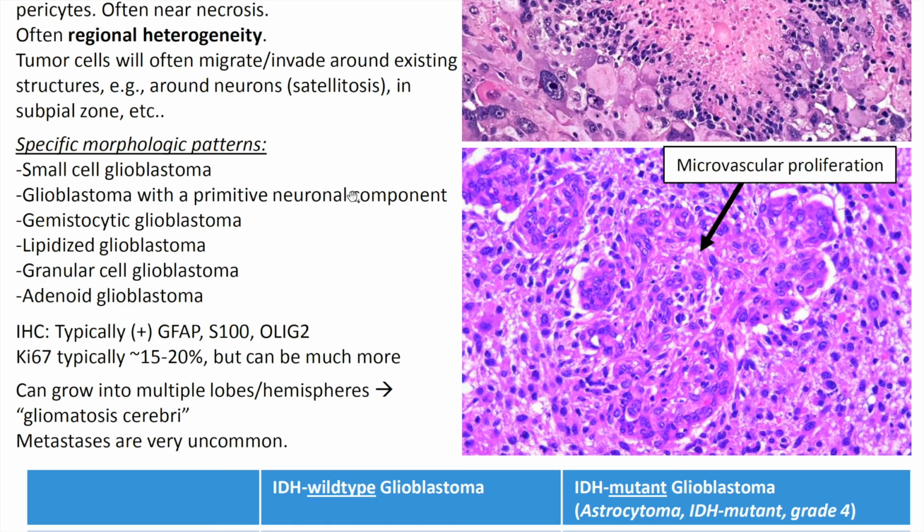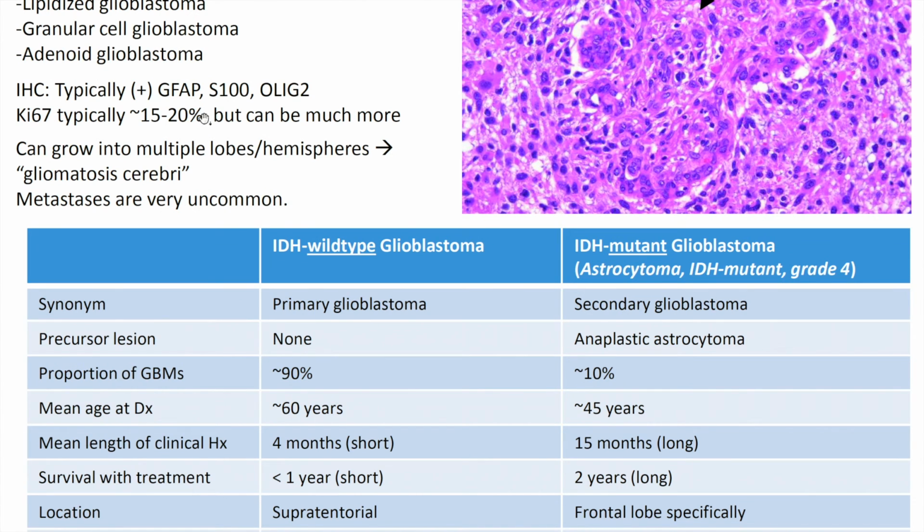For IHC, they're typically going to stain with GFAP, S100, OLIG2, and the Ki67 is typically about 15 to 20%, but can be much more. These can grow into multiple lobes or hemispheres, known as gliomatosis cerebri, and metastases are very uncommon.